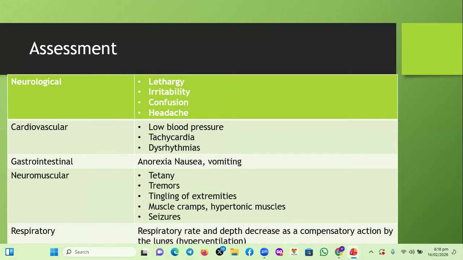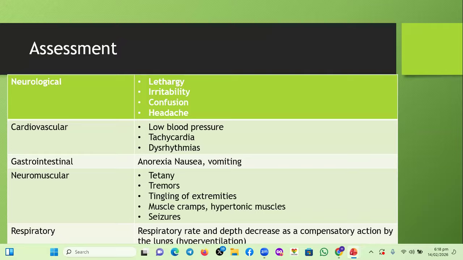I've said that in acid-base imbalance, when you take the neuro, you realize that lethargy, irritability, confusion, headache runs through all of them. Okay, because when you have an imbalance in any of the two, whether acid or base, the effect on what we call the neuro, the brain, is largely the same. So it could lead to lethargy, irritability, confusion, and headache.